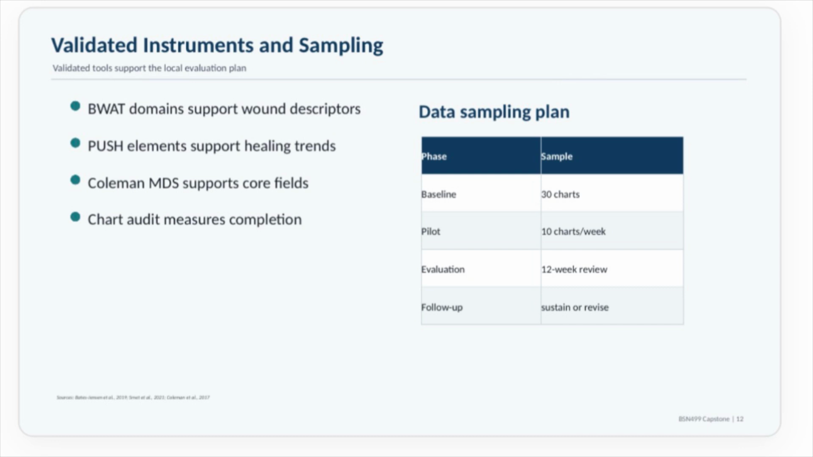The sampling process is designed to be feasible in a small outpatient setting. 30 baseline charts will provide a snapshot of current performance. During the pilot, 10 eligible charts per week will be reviewed to track adoption and completeness. At week 12, the results will be compared with baseline findings to determine whether the protocol should be sustained, revised, or expanded. This uses validated concepts without claiming that one instrument is appropriate for every wound type.